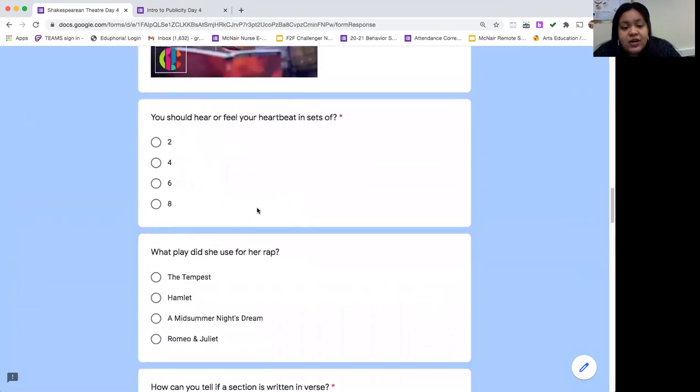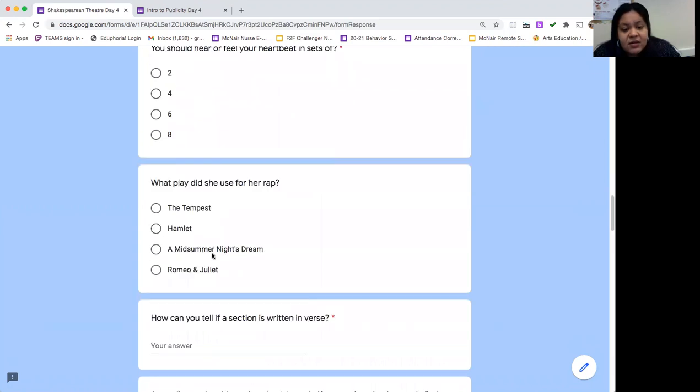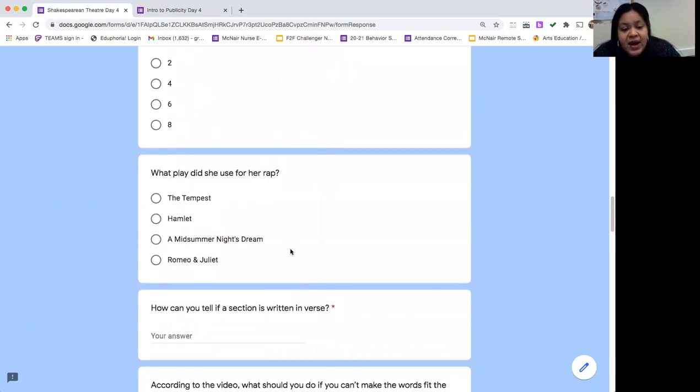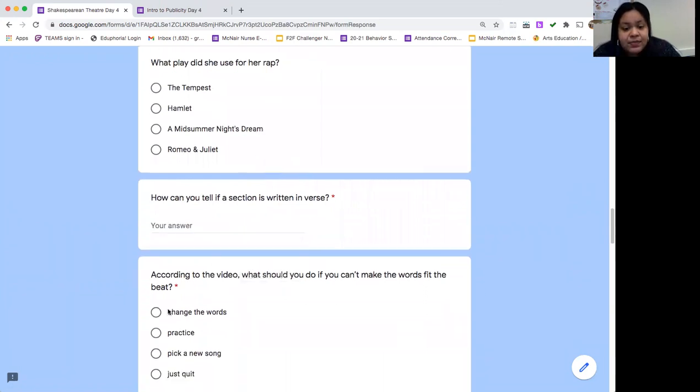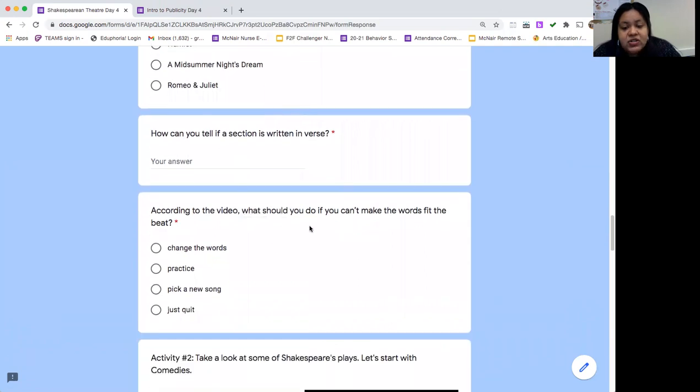You should feel or hear your heartbeat in sets of what? What play did she use for her rap? How can you tell if a section is written in verse or iambic pentameter? And then what should you do if you can't make the words fit the beat? If you're trying to put some words to a rap song like she did, what should you do?